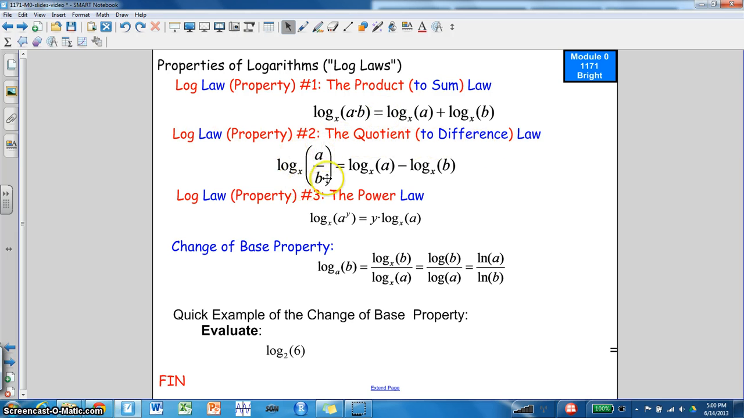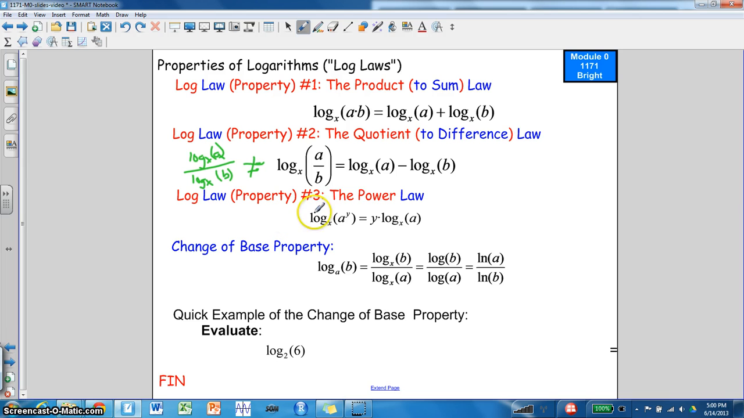First property. Second property is the quotient to difference law. So if you have a logarithm of a quotient, of 2 values divided by one another, that is equal to the difference of the 2 logs. Now, one very, very common error here is to mistake this with saying this is log base x of a over log base x of b, in parentheses. Okay, these are not the same, and in fact if you look a little bit further down, this is equal to something completely different.